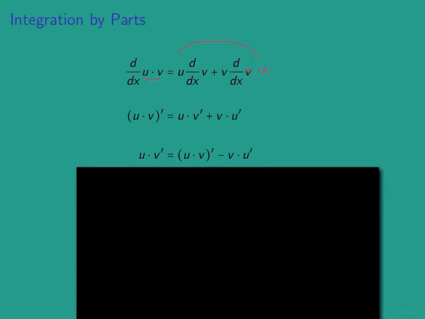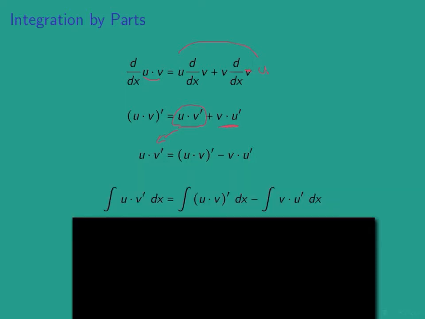Next, we'll just do a little bit of arithmetic. So I'm going to solve for u times v prime by simply subtracting v times u prime from the left side. So we get u times v prime is equal to the derivative of the product of u and v minus v times u prime. And then next, we'll simply integrate both sides of this equation. So we'll integrate that term, and that term, and we get this line.